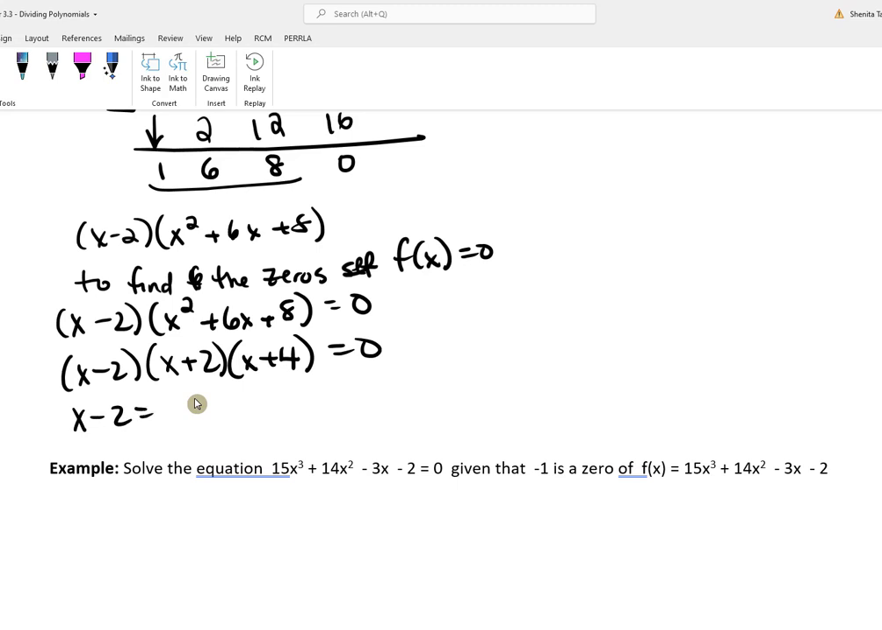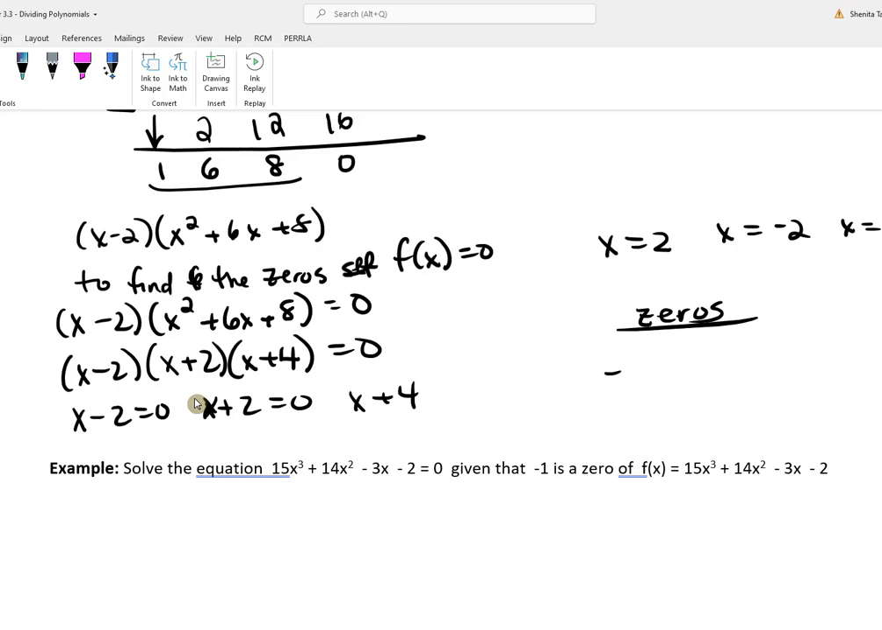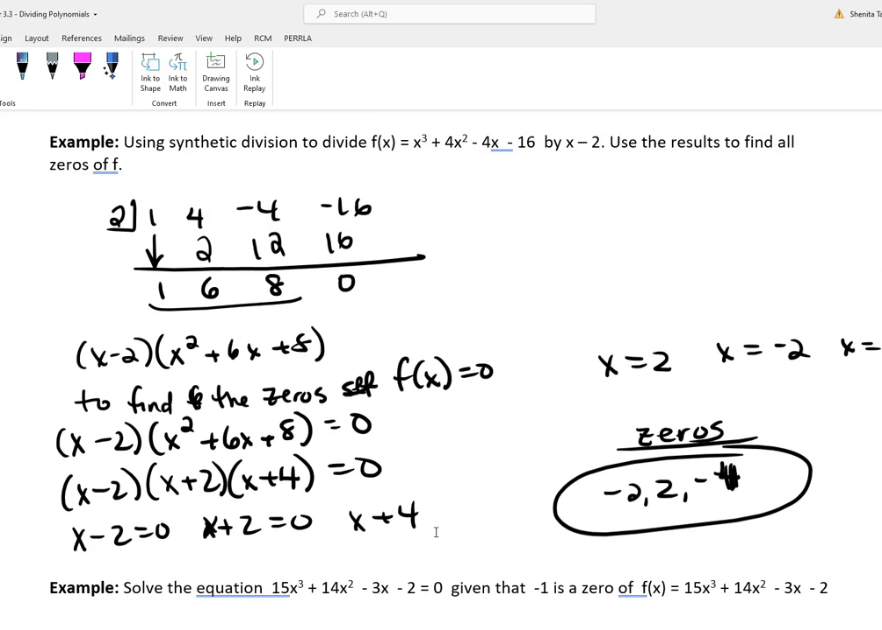So what you're going to do is set each one of these equal to 0 and solve for x. So in this case I get x is 2, x is -2, x is -4. So my zeros are 2, -2, -4. Those are my x-intercepts. Okay, so this only works when your remainder here is 0.